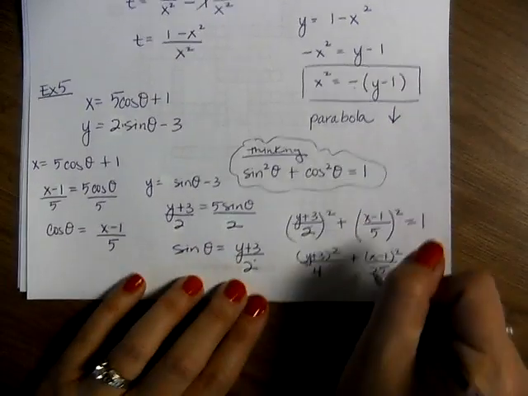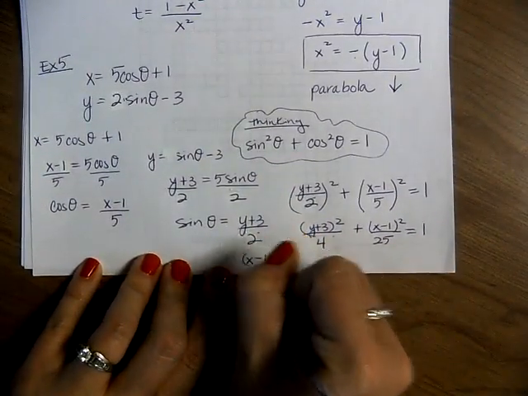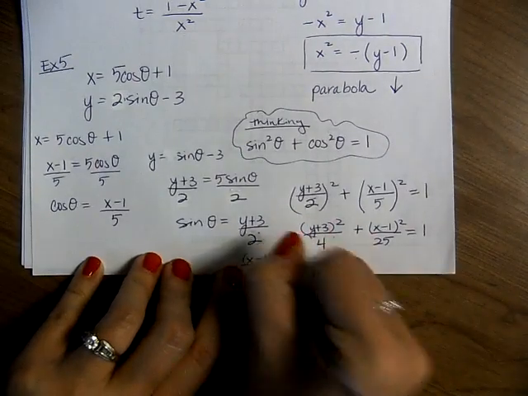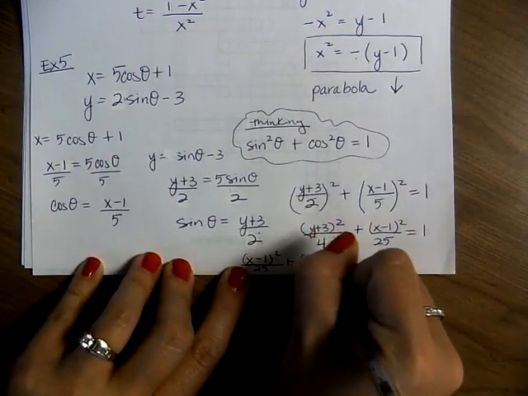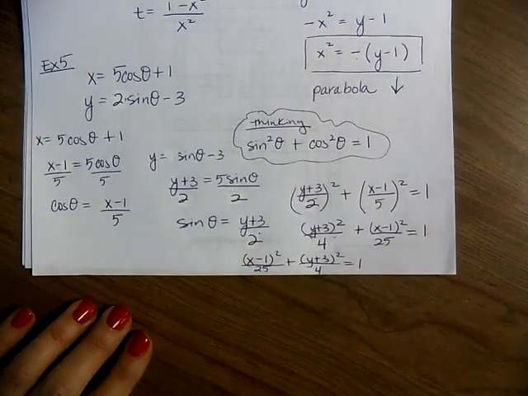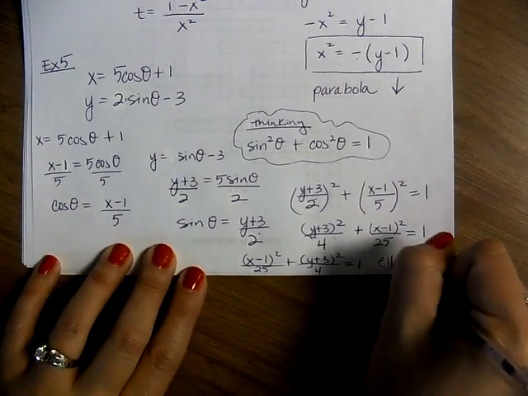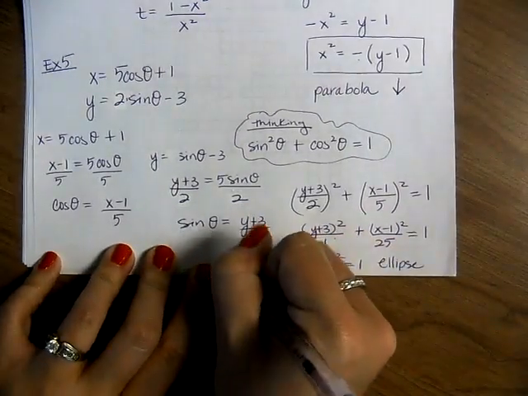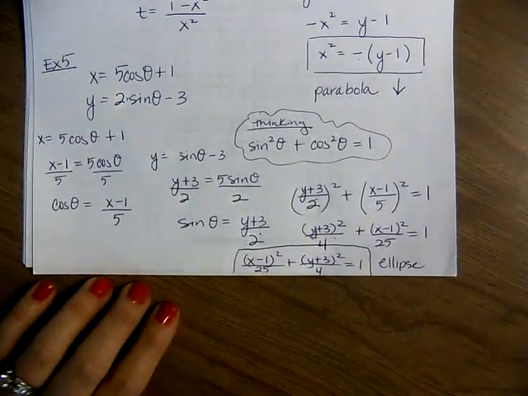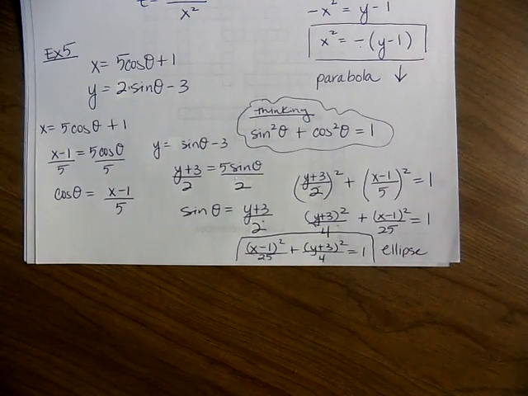Now, technically, we should rewrite it so that it's (x minus 1) squared over 25 plus (y plus 3) squared over 4 equals 1, because that was standard form, right? Having x first and then y. And then this is an equation of an ellipse. Pretty cool. Yes? There's no subtraction, right? We're going to talk about a hyperbola.